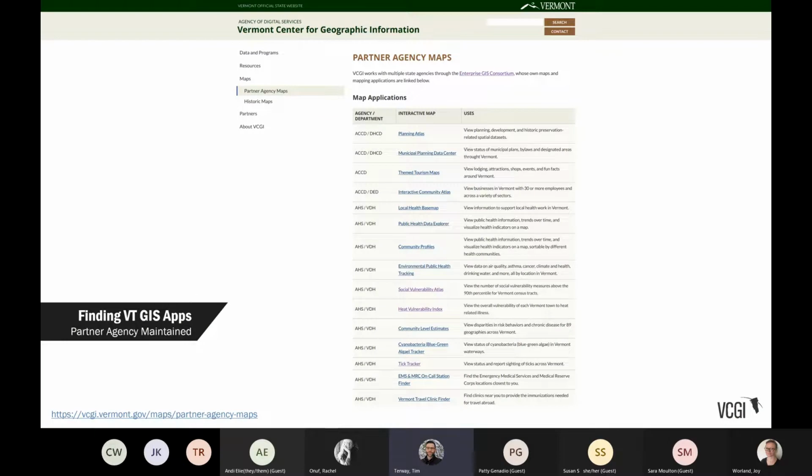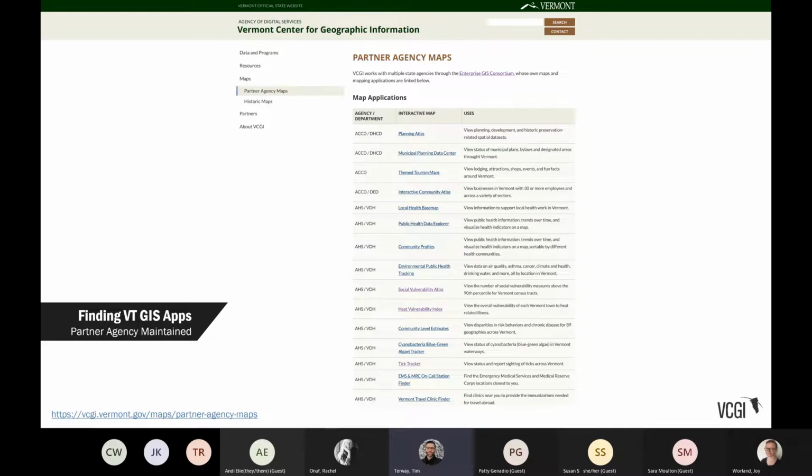We also list, beyond the kitchen sink viewer type apps, all kinds of theme and or task specific apps that our other partner agencies maintain at this page here, that links who the agency or department is, what the interactive map tool is, and its relative uses. So you see things like the tick tracker that Department of Health stands up on crowdsourced tick sightings throughout the state.